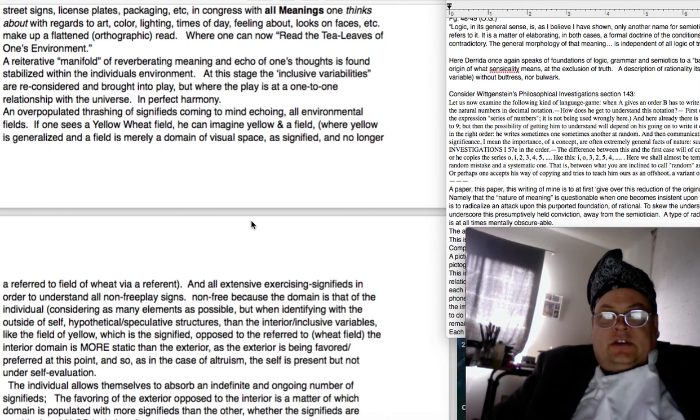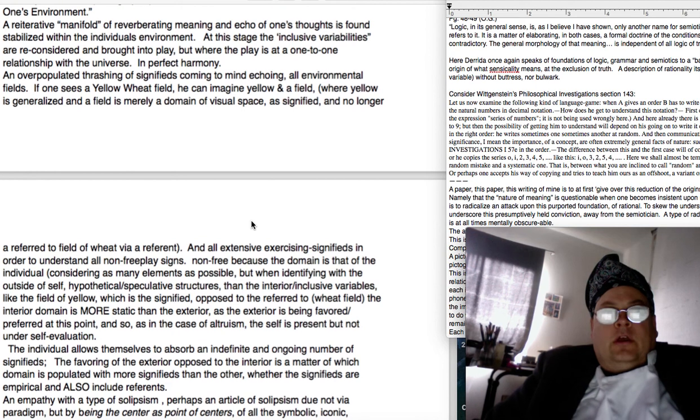At this stage, the inclusive variabilities are reconsidered and brought into play, but where the play is at a one-to-one relationship with the universe in perfect harmony. An overpopulated thrashing of signifieds comes to mind, echoing all environmental fields.